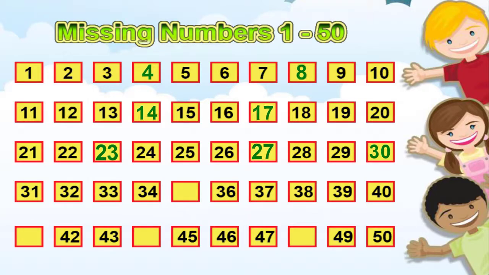Then 31, 32, 33, 34. Which number will come after 34? 35. Write number 35. 36, 37, 38, 39, 40. Then after 40 there is an empty box.